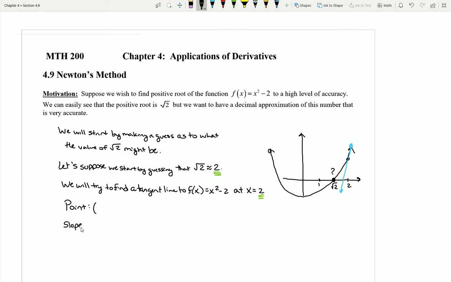And of course, we also need a slope. The point here isn't hard, because I want x to be the value of 2, and I can quickly calculate that the y value here would also be 2. So this point up here is (2, 2).